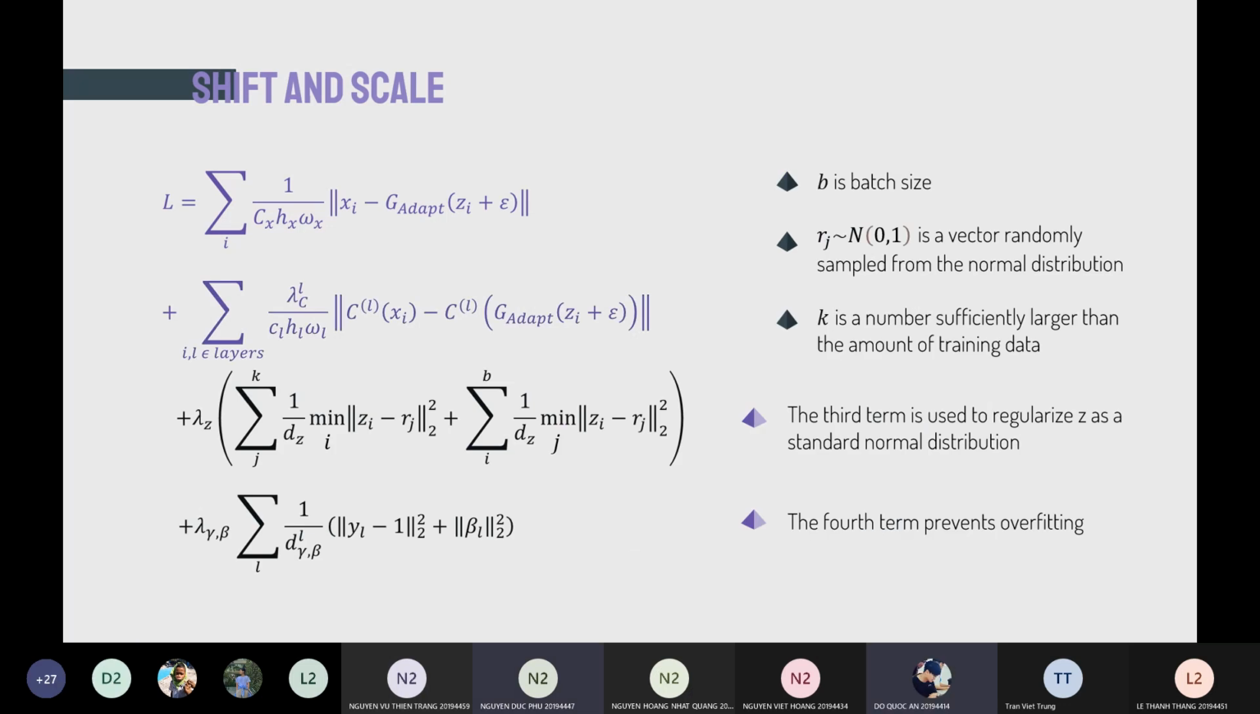The last two terms are for regularization. The third term is used to regularize as standard normal distribution. Here R is sampled from standard normal distribution, and K is a number sufficiently larger than the amount of training data. The fourth term is to prevent overfitting like in linear regression.